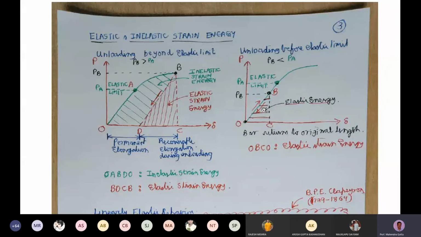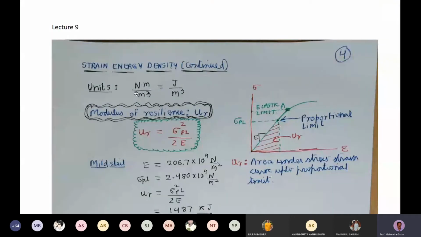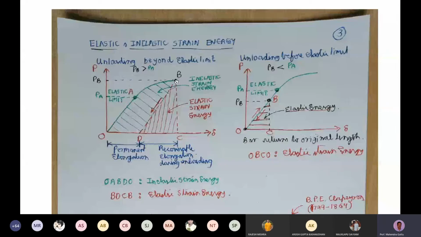Here the applied load PB is exceeding the elastic limit. So now we are in the plastic deformation phase. From this point, if you start decreasing the load, the load will reduce along this way. It will not follow this path. It will follow a path parallel to the initial slope.